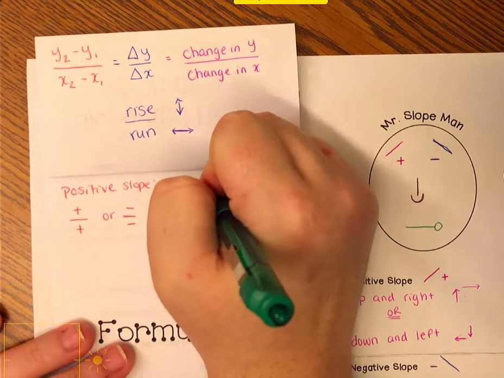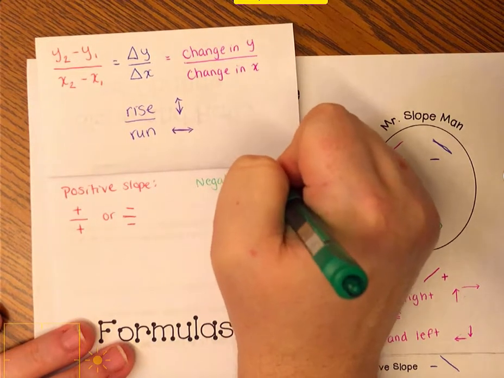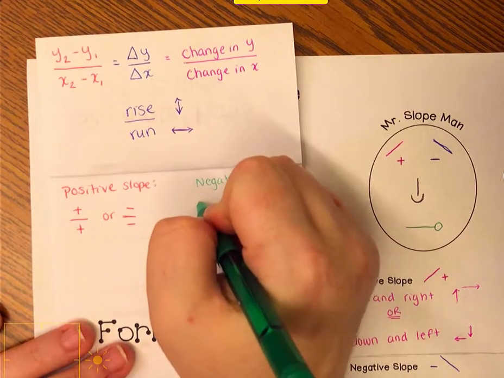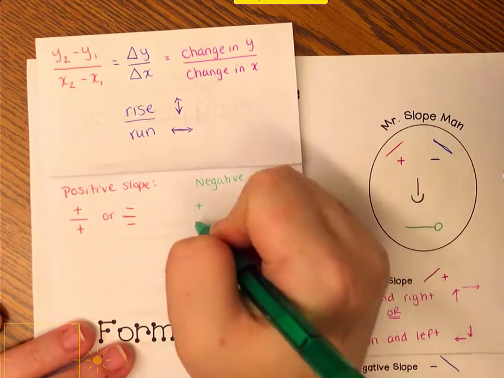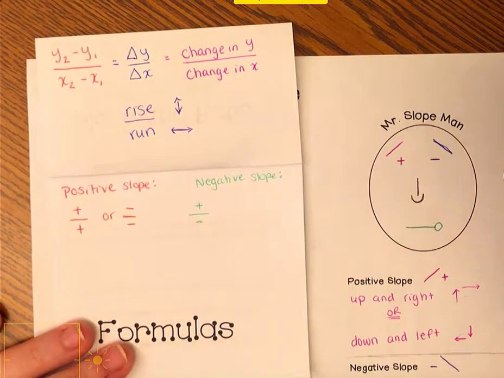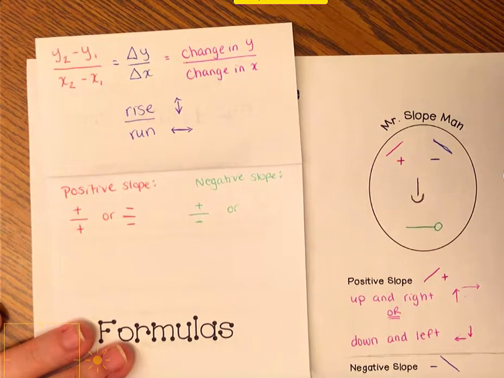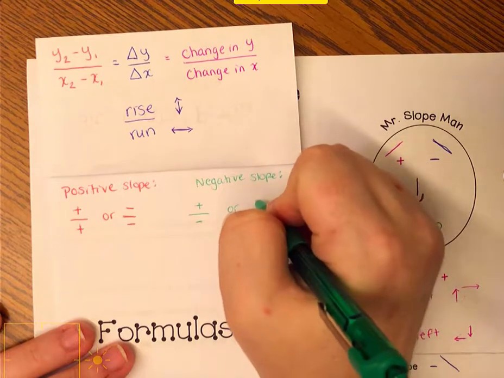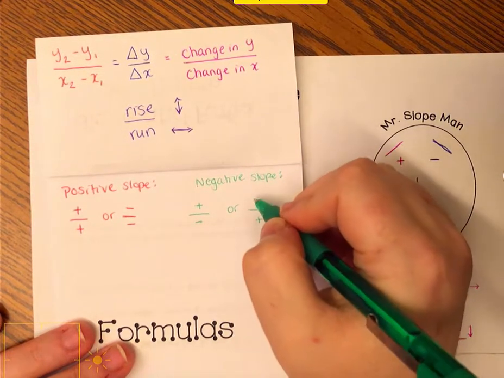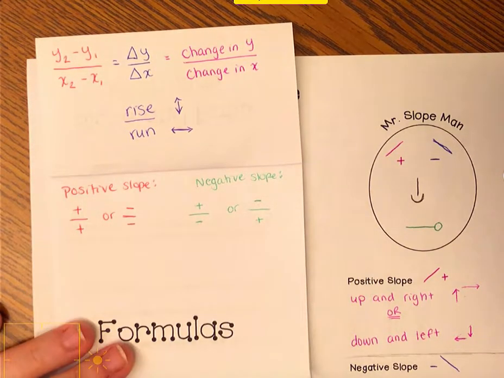To get a negative slope, we could go up and left, which is a rise of a positive and a run of a negative, so a positive divided by a negative is a negative. Or we could go down and right. Down is a rise of a negative, and right is a run of a positive, and a negative divided by a positive is a negative. So these are the formulas to be able to find slope.